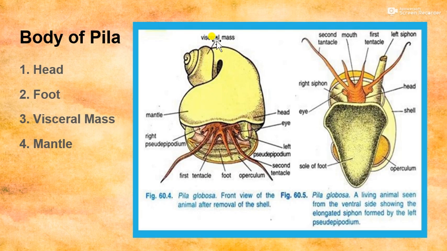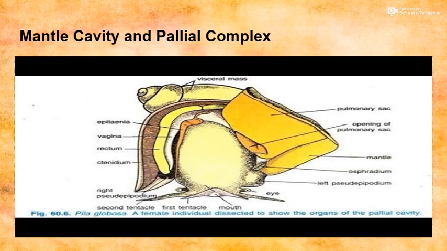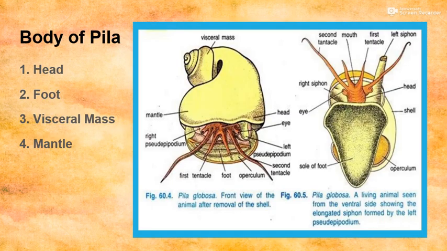And the next one is the mantle. The mantle is also referred to as the pallium. Look at this in this picture. You can see here, this one is the mantle. The mantle, also referred to as the pallium, covers the visceral mass. Look at this. It is formed as a hood over the animal when it is withdrawn.